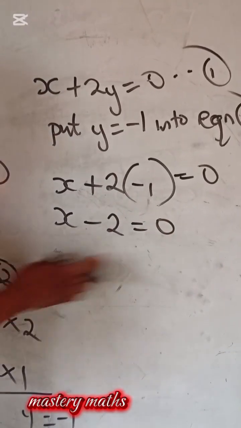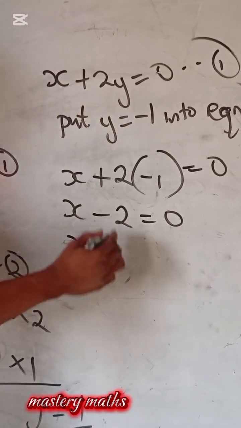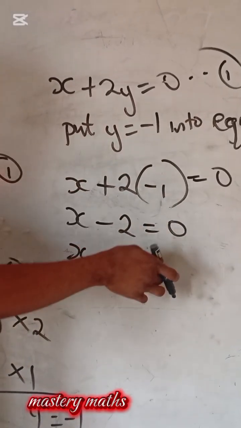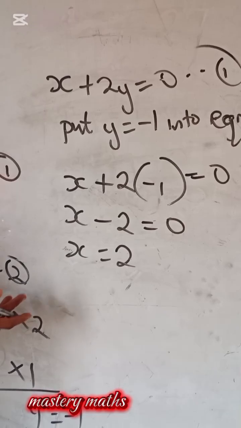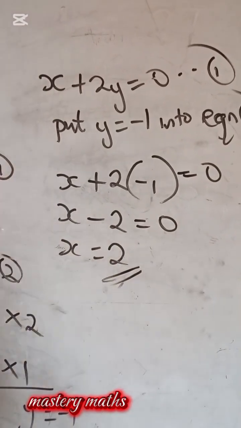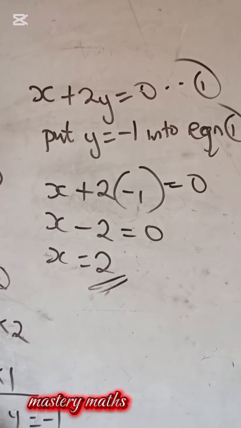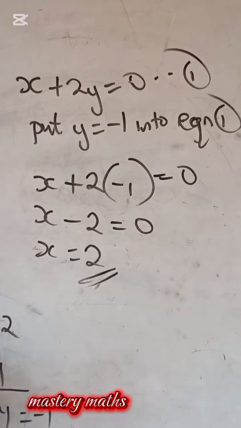Now we'll collect our like terms. When collecting like terms, you take the variable first, equal to this minus 2. When it crosses over, changes to what? Plus 2. Giving us the answer. Now we are done with it. You see that our x is 2 and our y gives us minus 1. Simple and short.